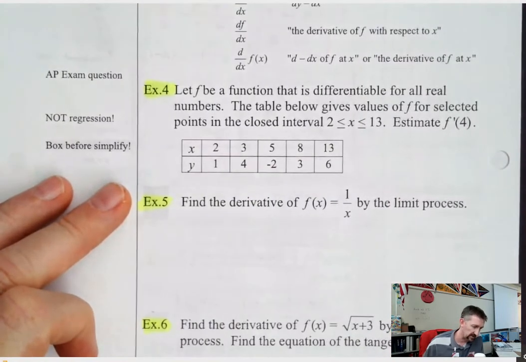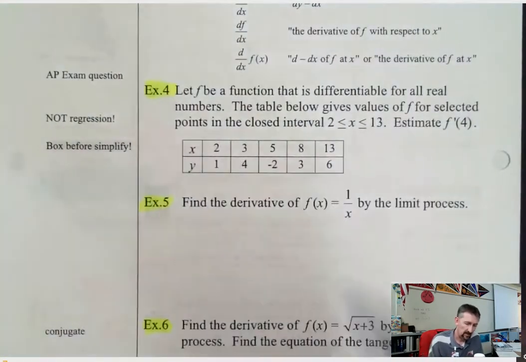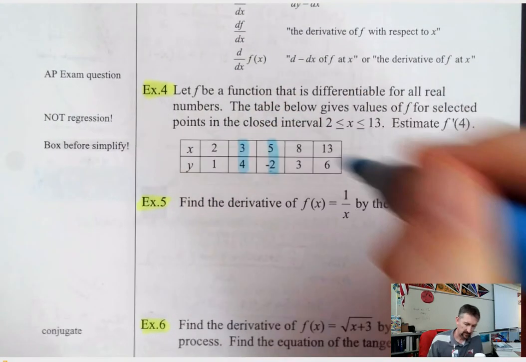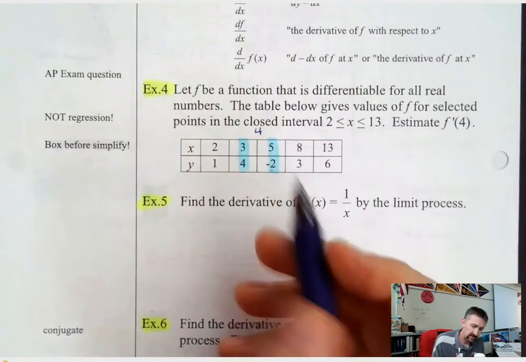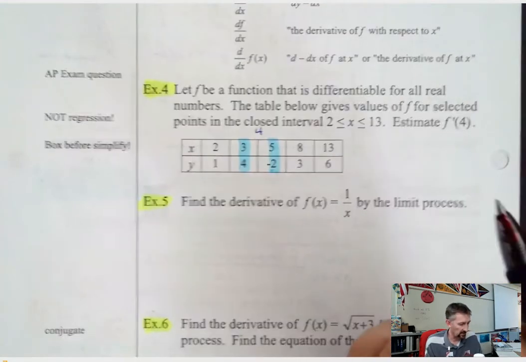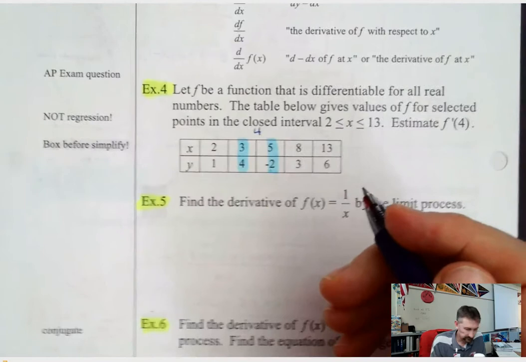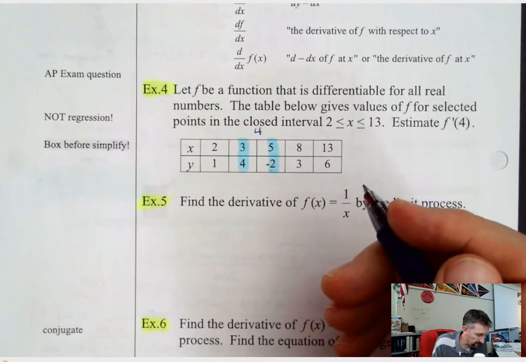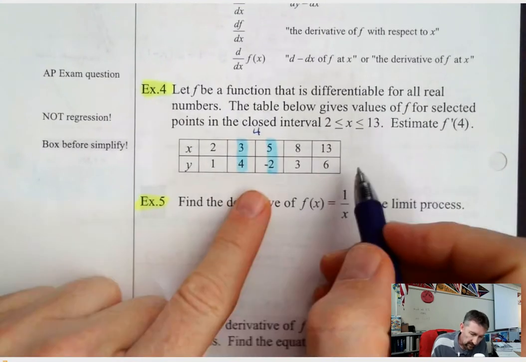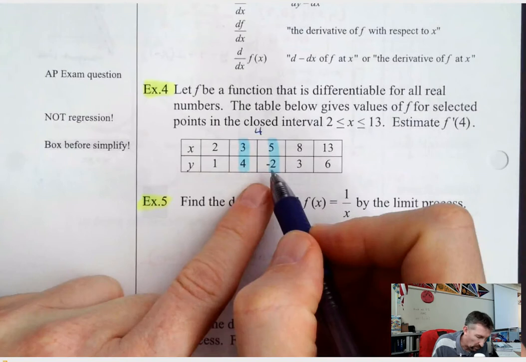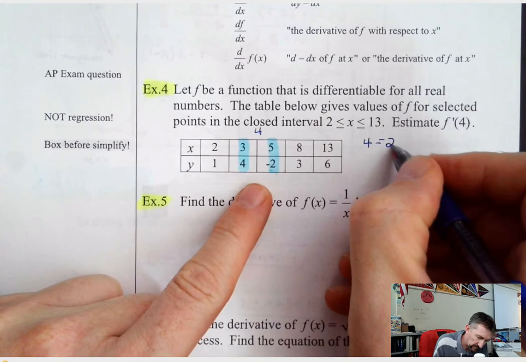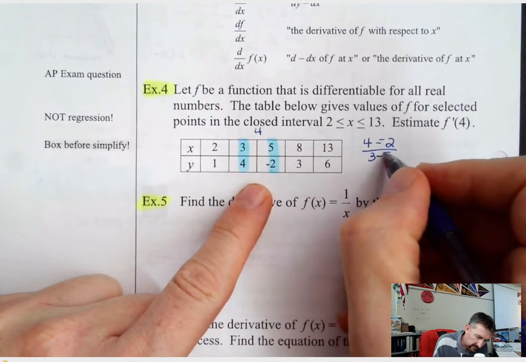Well, 4 is not on the chart here, but we can do a secant line. So 4 would be right in between those two. If we calculate the slope between those 2 points, then we get our answer. So if we calculate that slope, that's going to be y minus y, so that's going to be 4 minus a negative 2 over 3 minus 5.